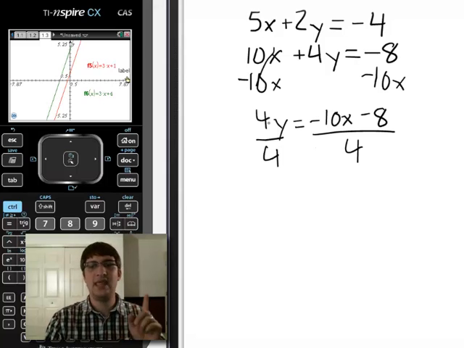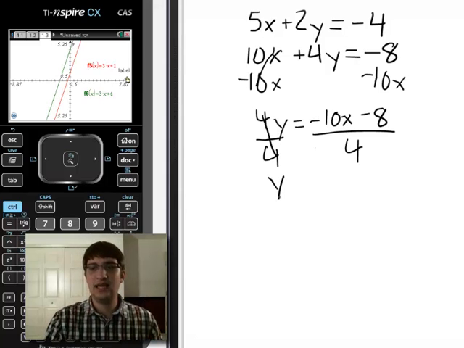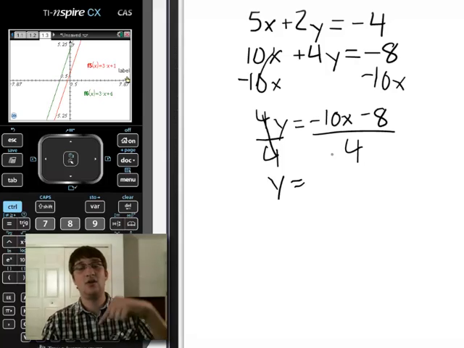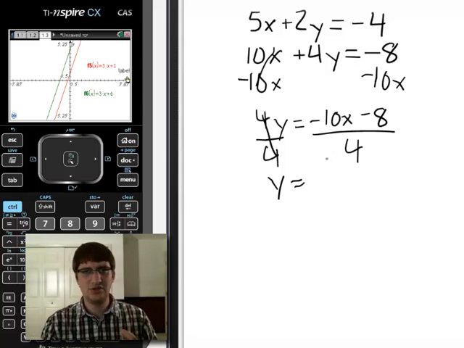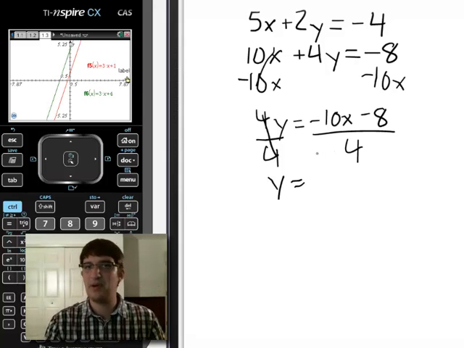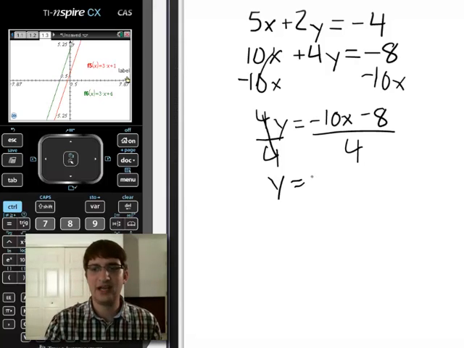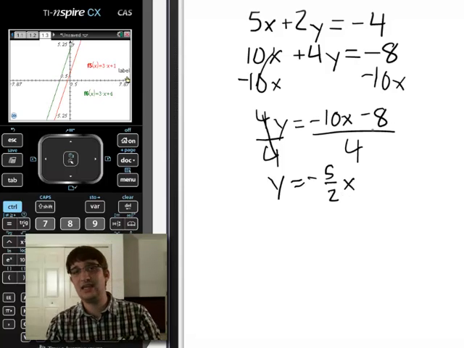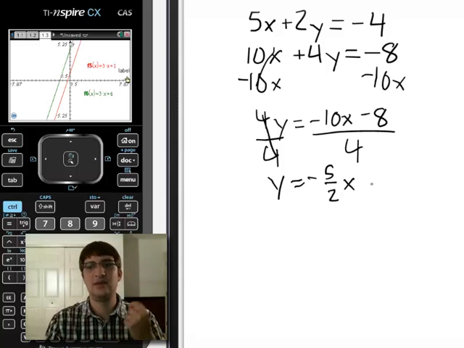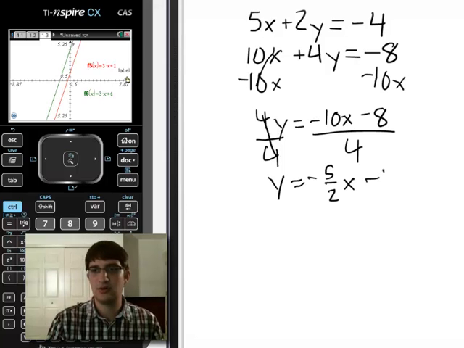Now let's see here. I got y equals negative 10 over 4. I'm going to reduce that by dividing the top and bottom by 2. So that fraction pretty much becomes negative 5 over 2 x. And then negative 8 divided by 4, well, that's just going to be negative 2.